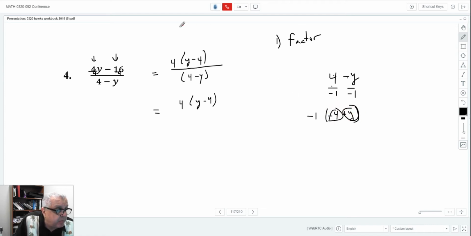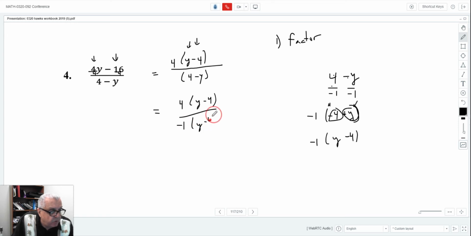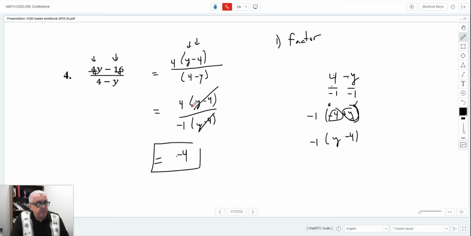The same as the top. I have a positive y and a negative 4. And by the way, I can change this to a positive y minus 4. I can put the y first. It's still positive y and a negative 4. So on the bottom, I'm going to do this: negative 1 and positive y minus 4. Do you see now the parentheses can cancel because they're identical, and I end up with 4 divided by a negative 1, which is a negative 4, and that's my answer for this problem.